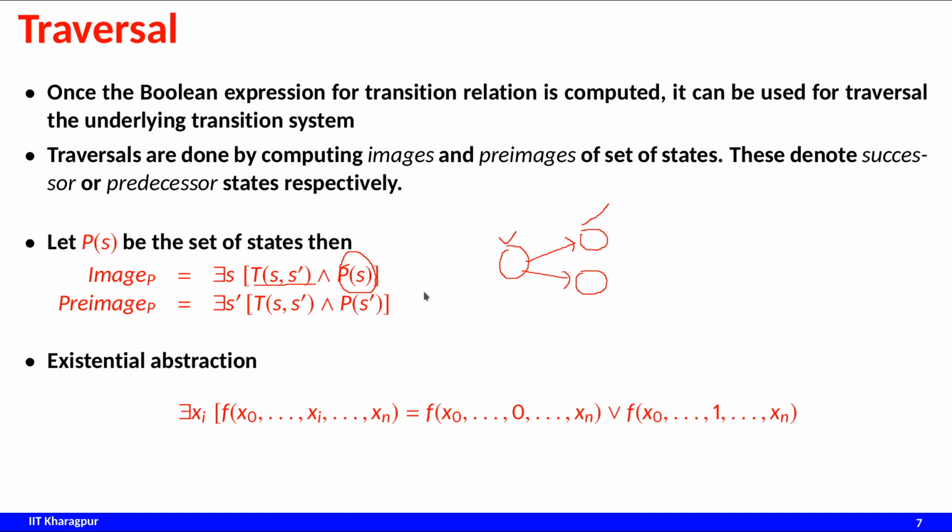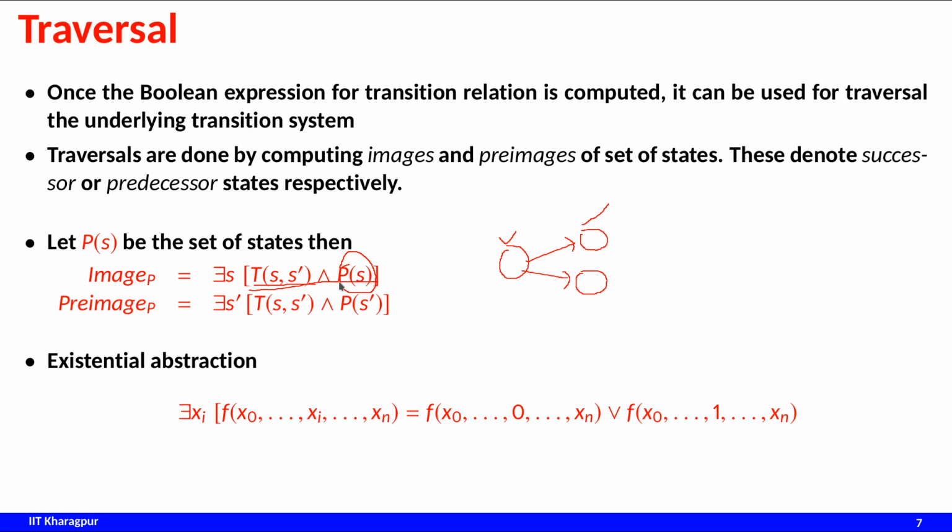So what we need to do is existentially abstract out, or drop, the present state bits from this expression, which we call existential abstraction. That means, in a very simple sense, that I just do not want to bother about S, I just want to bother about only S prime.